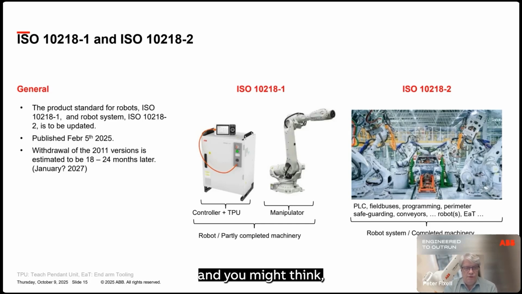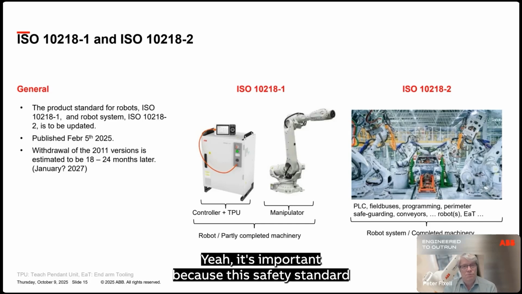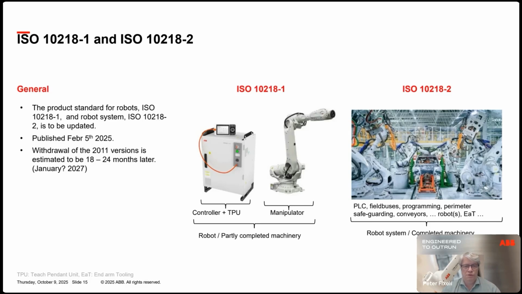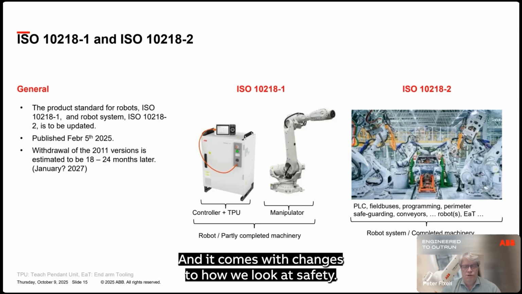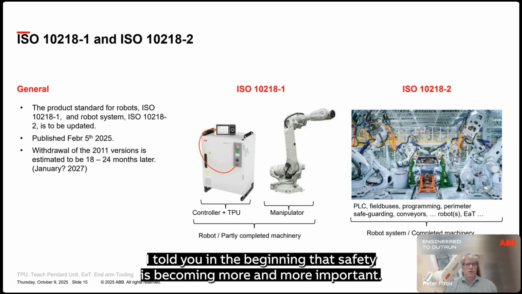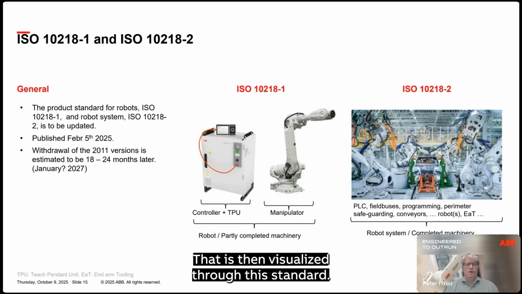And you might think, so why is this important? It's important because this safety standard is referred to by the machine directive or CE marking, which will be called machine regulation onwards. And it's also referred to by the UL standard, the UL 1740. So this is really why this 10218 standard is so important. And it comes with changes to how we look at safety. I told you in the beginning that safety is becoming more and more important, and that is visualized through this standard.